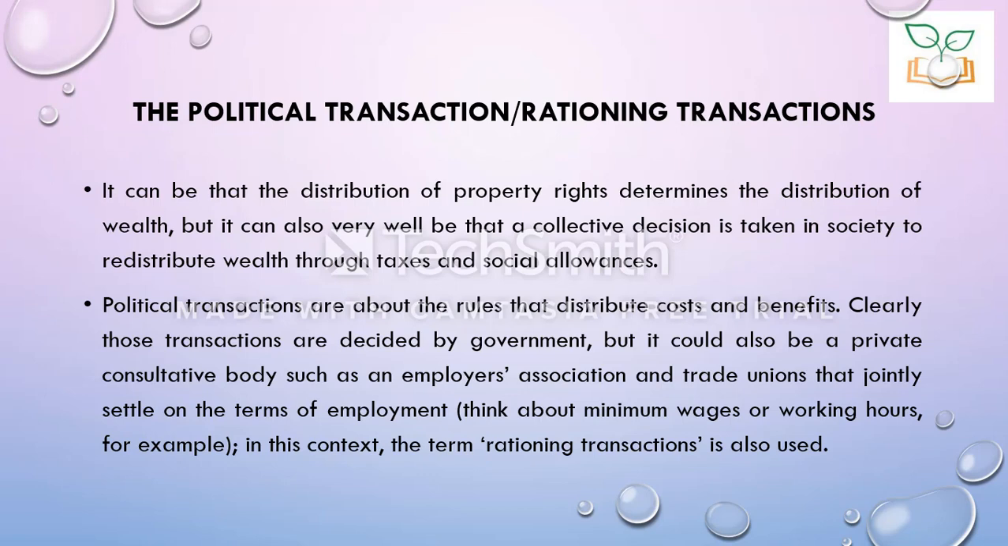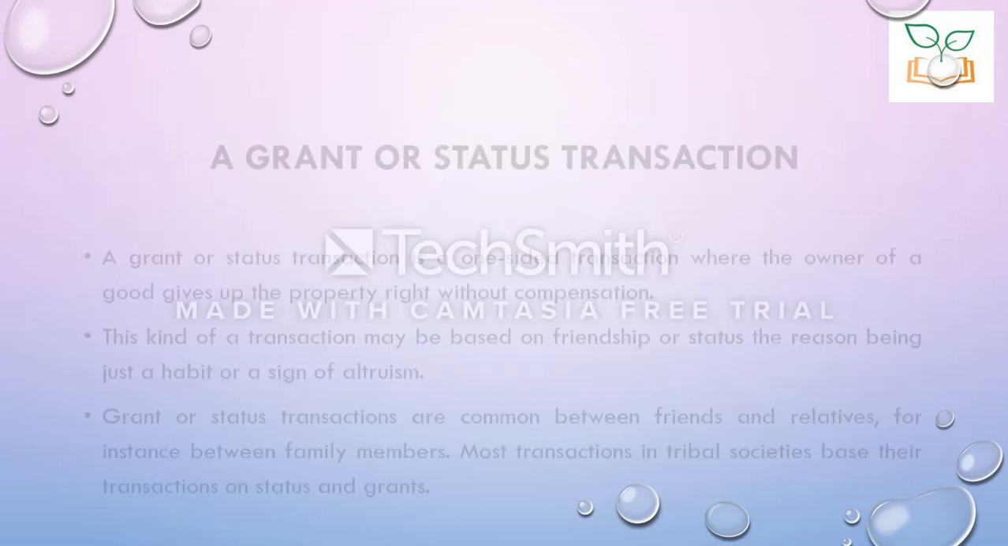Clearly, those transactions are decided by government, but it could also be a private consultative body, such as an employer association and trade unions that jointly settle on the terms of employment. Think about minimum wages or working hours, for example. In this context, the long-term rationing transaction is also used.